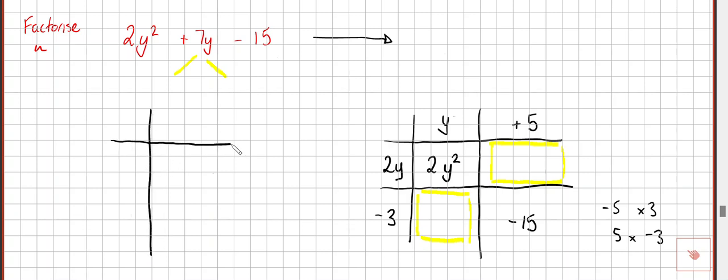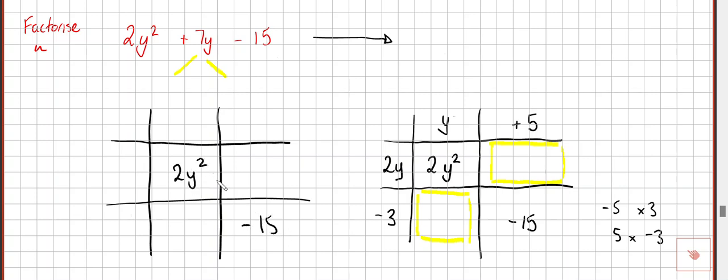Okay, well, I'll tell you what, let's try, because it's a very good question. Let's try it if I put the grid out. So again, I'm happy that this is 2y squared, this is minus 15. We've decided that this is y and 2y because that's the only way of getting 2y squared. Well, what if we put negative 3 and positive 5, ignoring the negative 5 and positive 3 at the moment. Let's see what happens if we work out these two now.